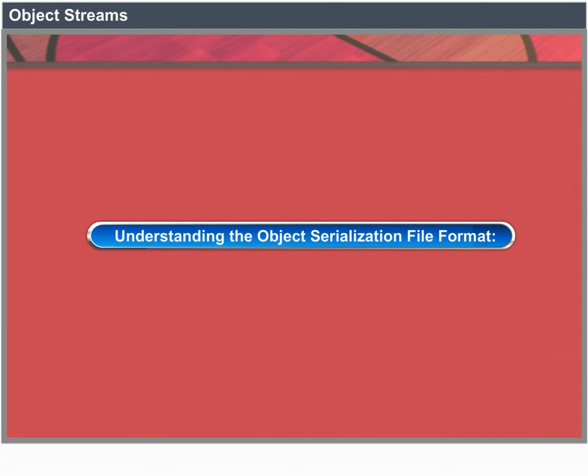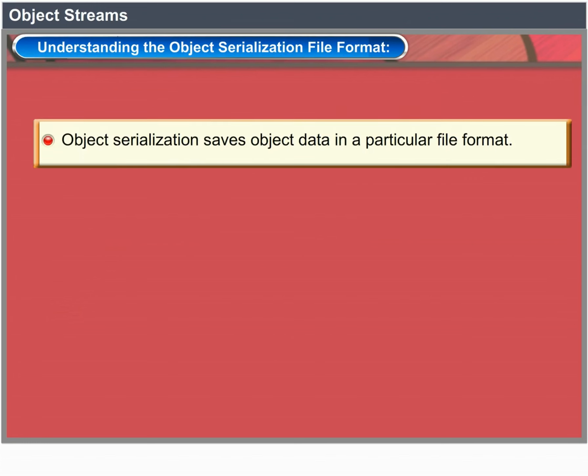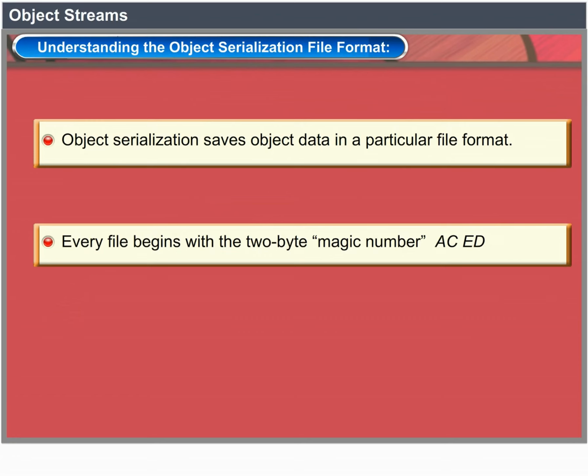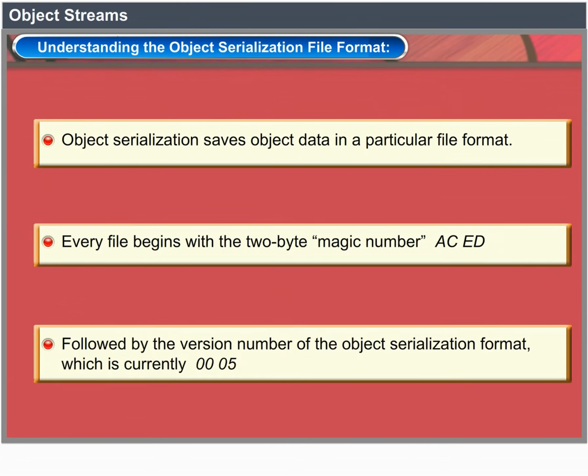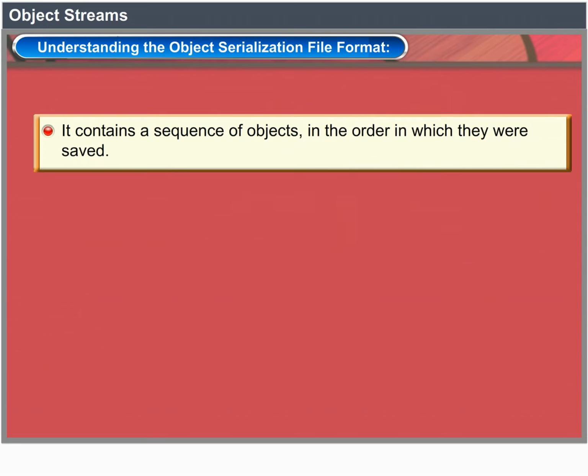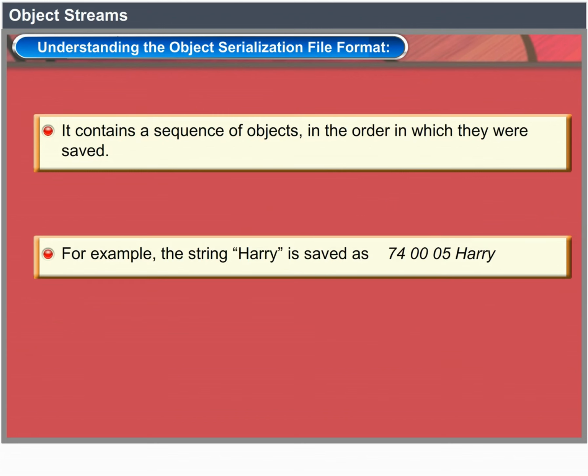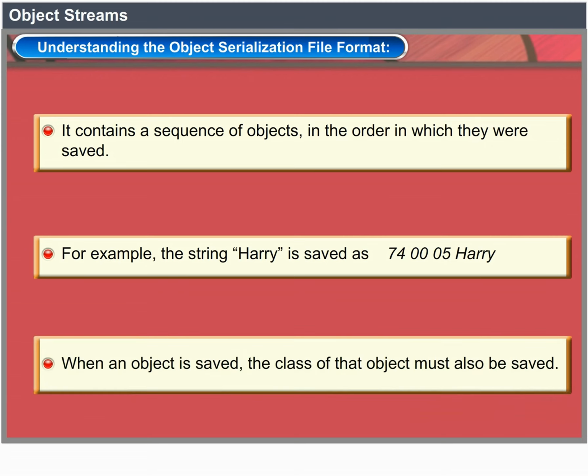Understanding the object serialization file format. Object serialization saves object data in a particular file format. Every file begins with a 2-byte magic number, ACED, followed by the version number of the object serialization format, which is currently 0005. It contains a sequence of objects in the order in which they were saved. For example, the string "Harry" is saved as 74 0005 Harry.